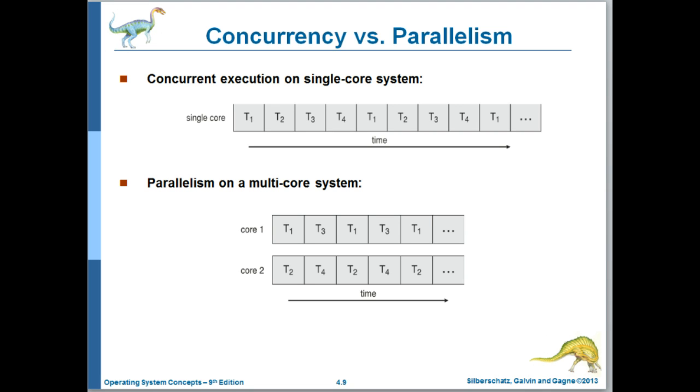See, in the concurrent execution example in a single core system, the tasks are interleaved. So T1, T2, T3, T4, T1, etc. Obviously, at any one time, only one task is executing. And then parallelism on a multi-core system, which again, within a single core, we have concurrency, but because we have 2 cores, we have parallelism.